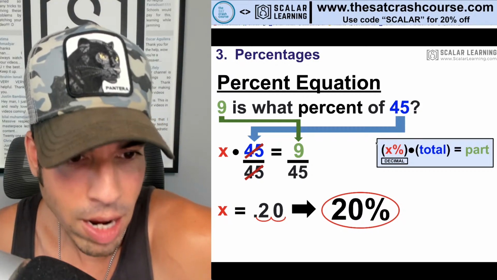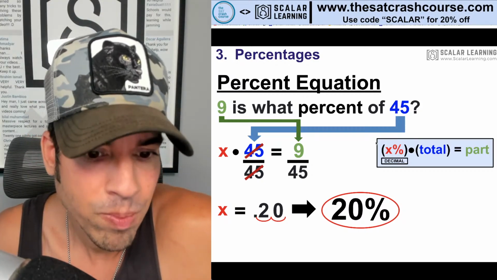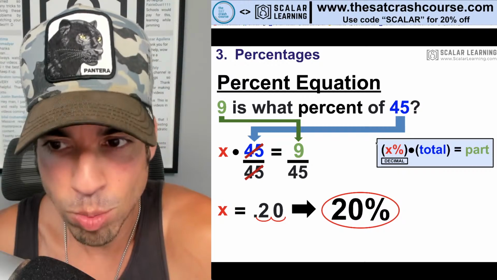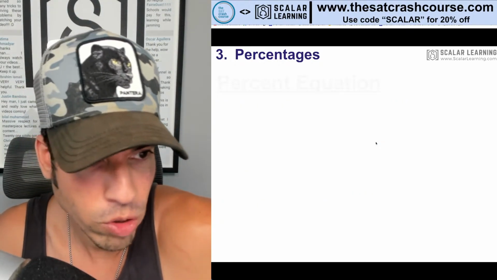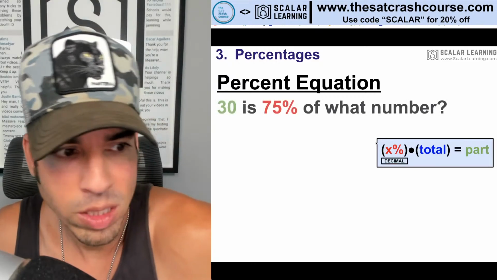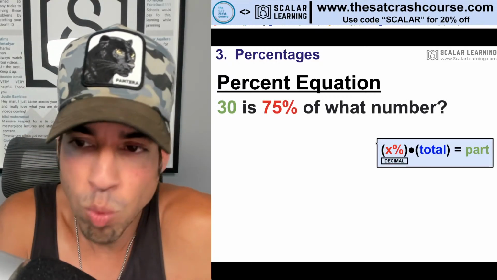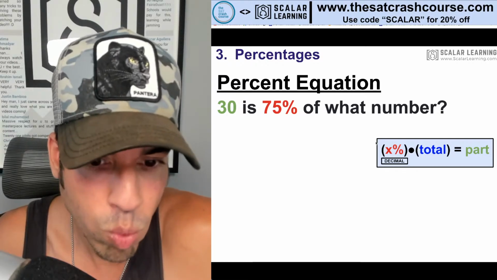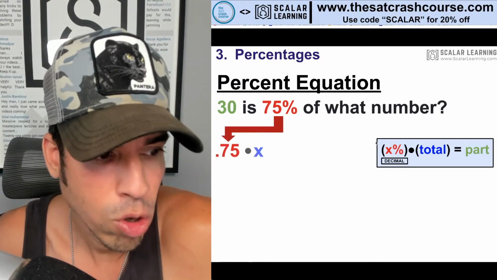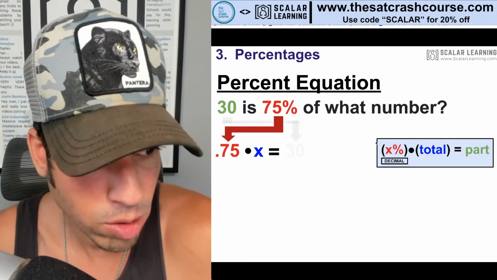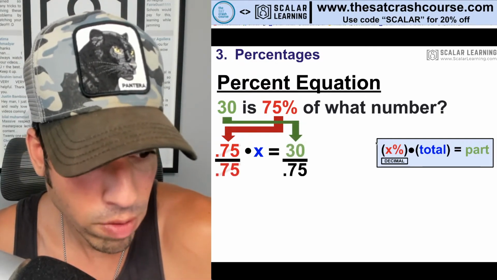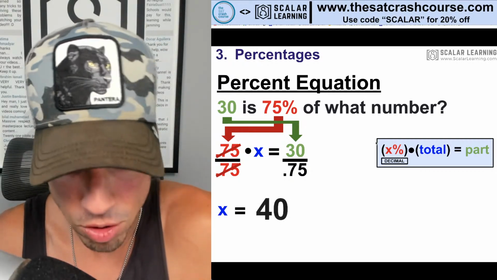And 9 is what percent of 45? Obviously, with this percent equation, it's going to give you the decimal equivalent. Just make sure to convert it back to a percent by multiplying by 100. And last but not least, if we said 30 is 75% of what? Oh, so the what number, that's our total. So we would say 75% times x is equal to 30. And then to solve this, you divide by 0.75 and you get your nice answer of 40.